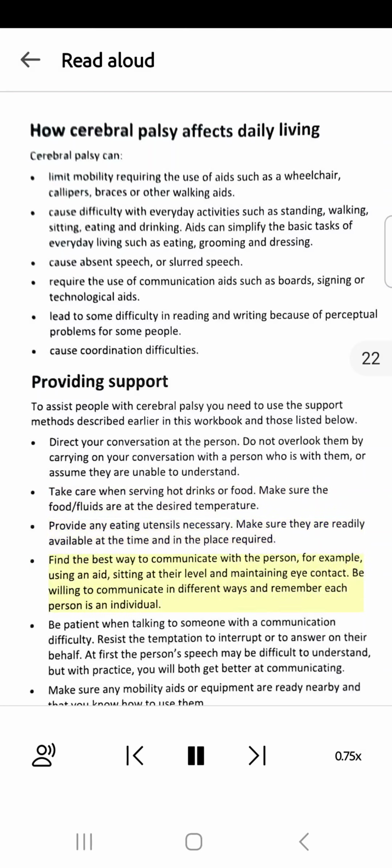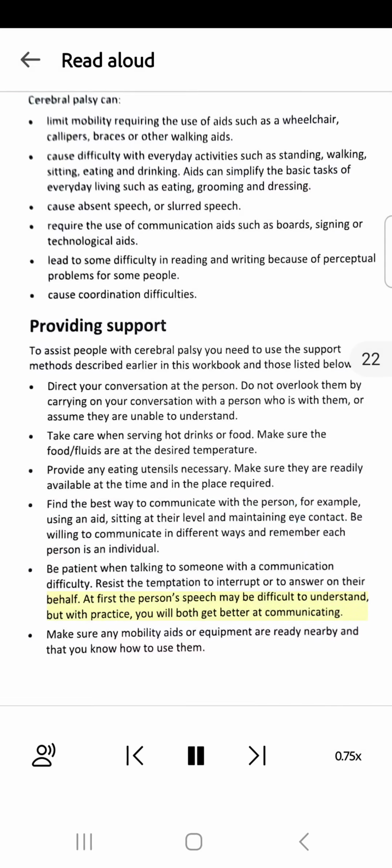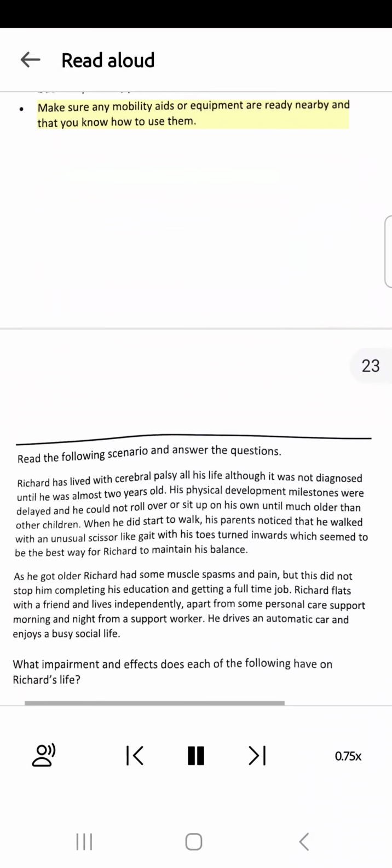Find the best way to communicate with the person, for example, using an aid, sitting at their level and maintaining eye contact. Be willing to communicate in different ways and remember each person as an individual. Be patient when talking to someone with a communication difficulty. Resist the temptation to interrupt or to answer on their behalf. At first the person's speech may be difficult to understand, but with practice, you will both get better at communicating. Make sure any mobility aids or equipment are ready nearby and that you know how to use them.